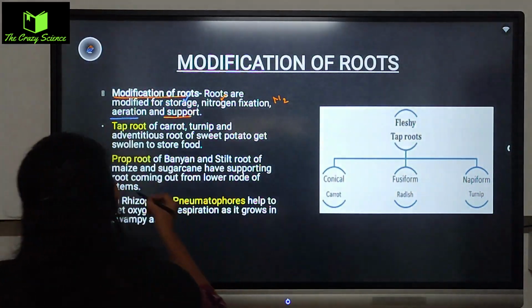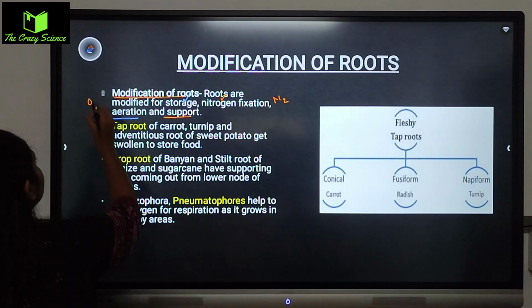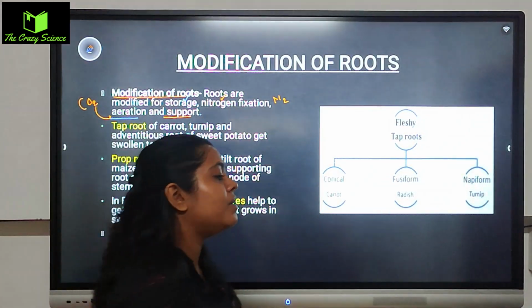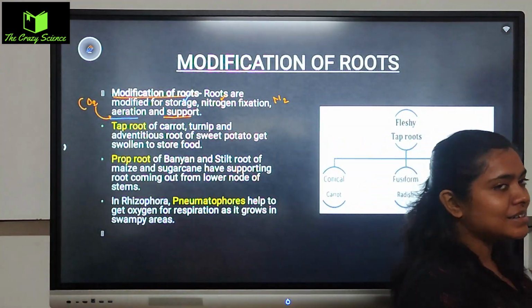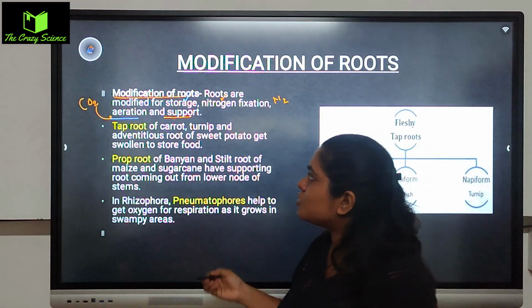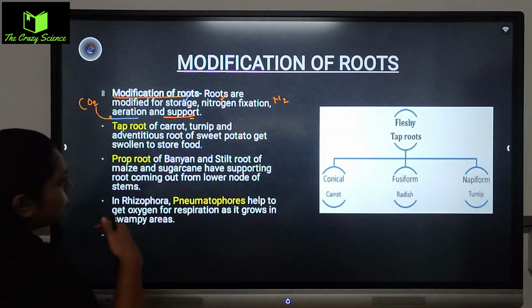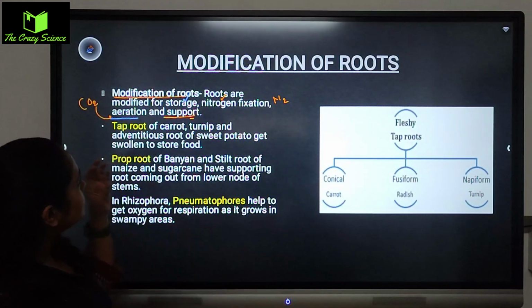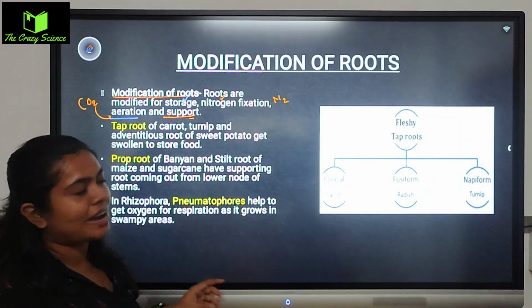Aeration means oxygen যাতে তারা আরো বেশি পেতে পারে, carbon dioxide যাতে তারা আরো বেশি পেতে পারে, they can take more carbon dioxide from the air and they can suck it. For that reason, the aeration. And general support, for their body support or survival, you can also say. For this kind of reasons, the modification of root is required.